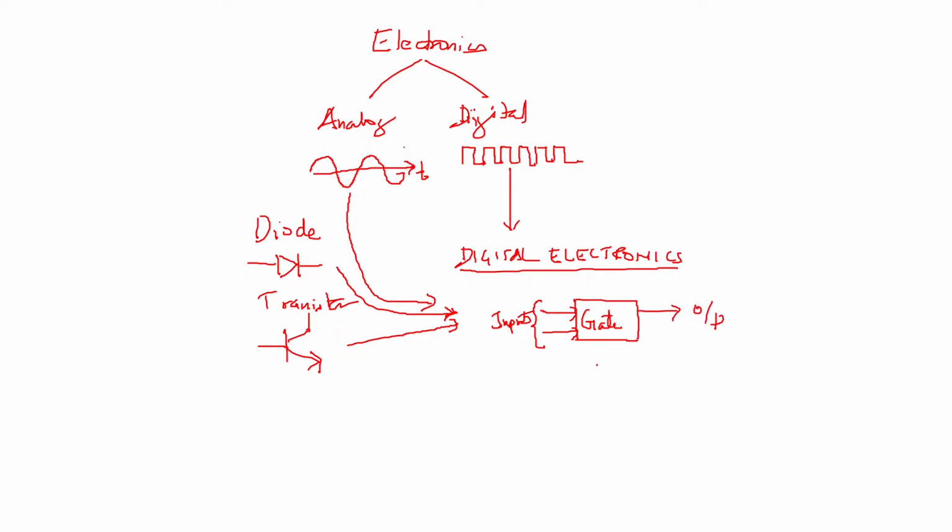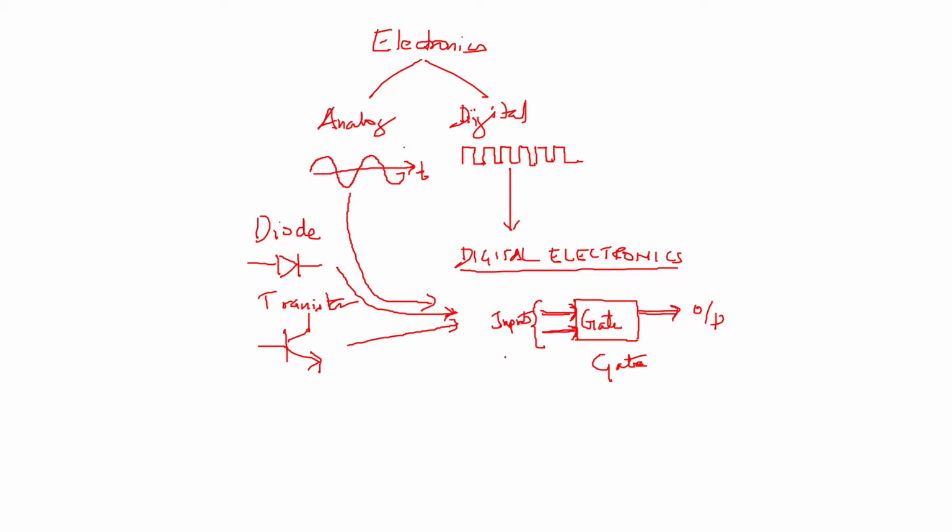There will be some logic, some reasoning behind it. Because of that, this circuit, which is made up of analog electronic components, will be called a gate. A gate is nothing but a circuit made up of basic analog components like diodes, transistors, FETs and so on. But it will give you a relationship that whenever you have a specific input in terms of digital information, you will get a specific output.